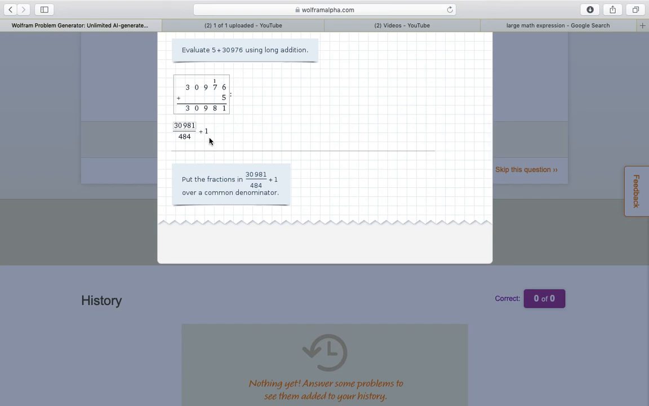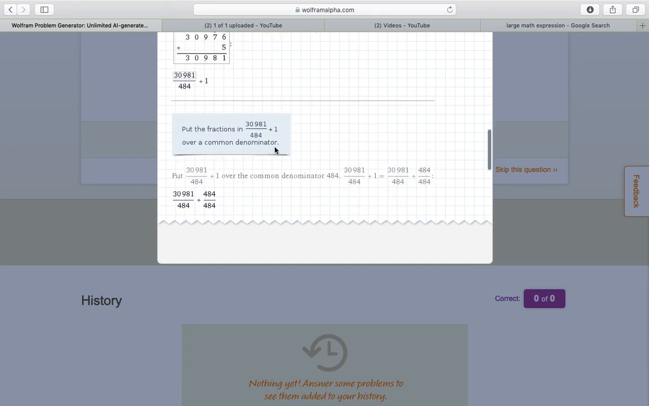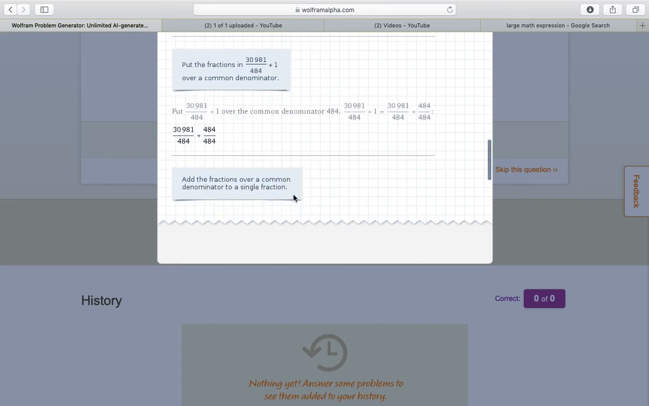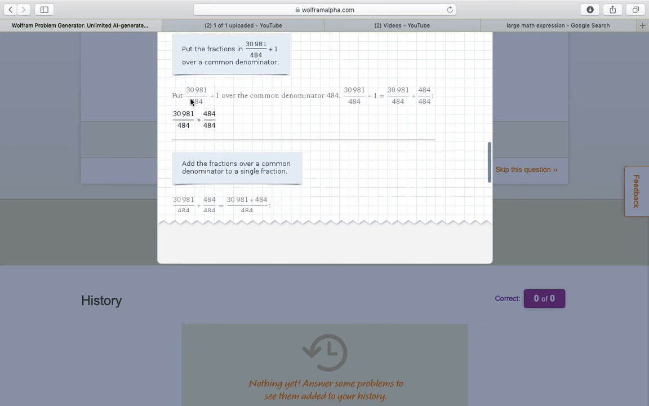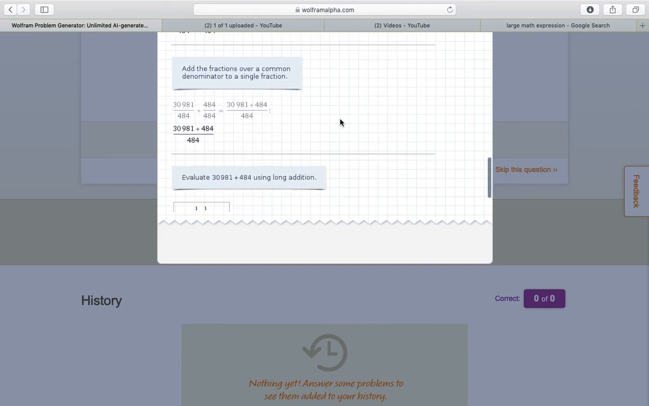1 plus 484, but you can't just add 1. You need to write this as 484 over 484. Then you have a common denominator, and you'll add a 484 to this, and it'll all be over 484. And that's what it's talking about here. Put the fraction. Okay. Then we have what I discussed here. That's the step where you make it 484 over 484, so you have a common denominator. Okay. Then add the fractions over a common single denominator.